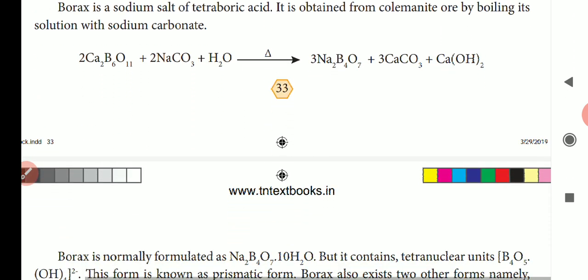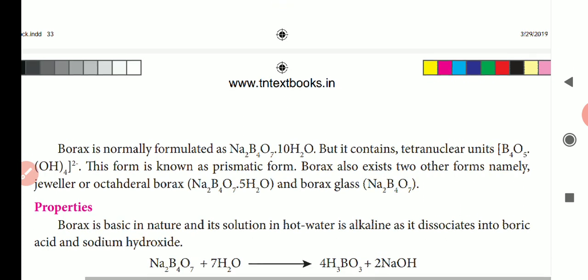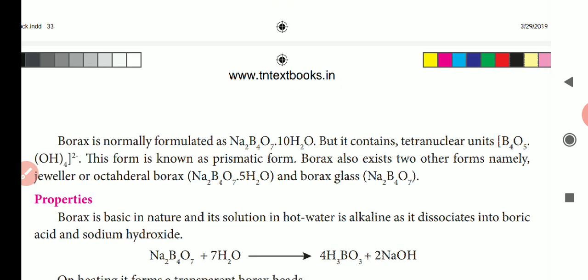Borax is normally formulated as Na2B4O7·10H2O, but it actually contains tetranuclear units. It contains the [B4O5(OH)4]2- complex unit. This is known as the prismatic form, the prismatic glass form.